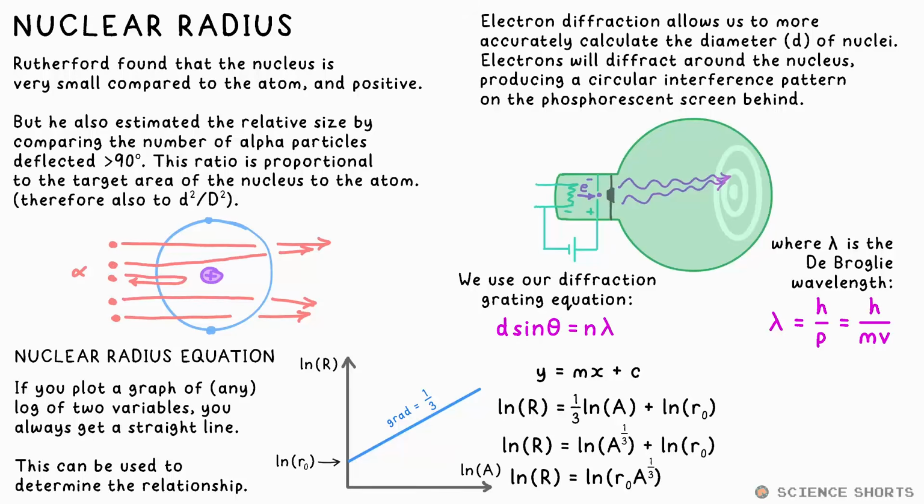Combining the right side and delogging, we end up with r equals r0 times a to the third. Often you'll be asked to compare two nuclei to find an unknown radius or nucleon number. So as r is proportional to a to the third, we can say that r1 over a1 to the third is equal to r2 over a2 to the third.